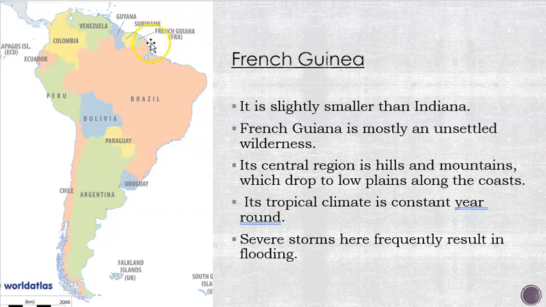French Guiana is mostly unsettled wilderness. It's a little bit smaller than the state of Indiana, and its central region has hills and mountains, but there are low plains along the coast. It has a tropical climate year-round, but severe thunderstorms in the area result in flooding.